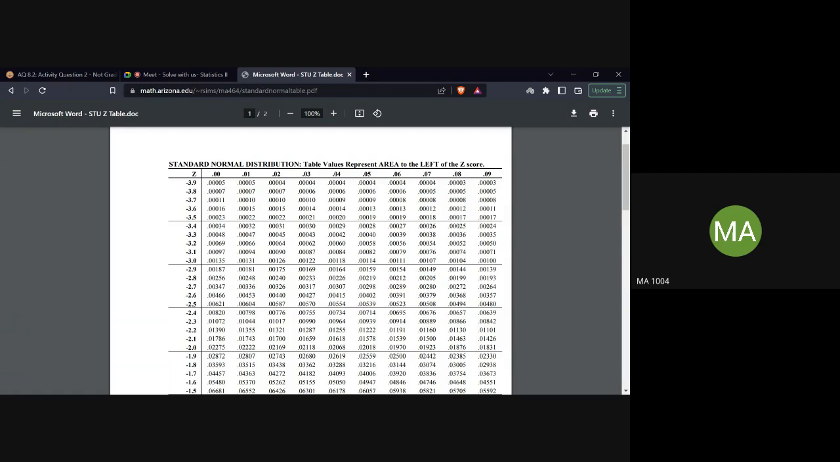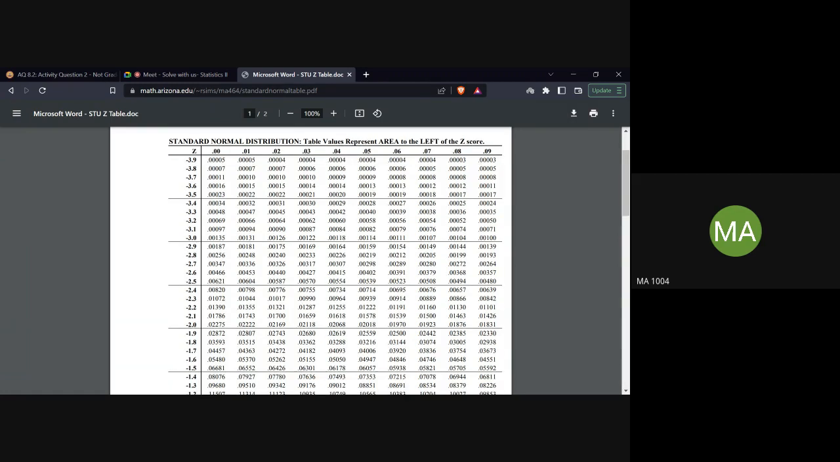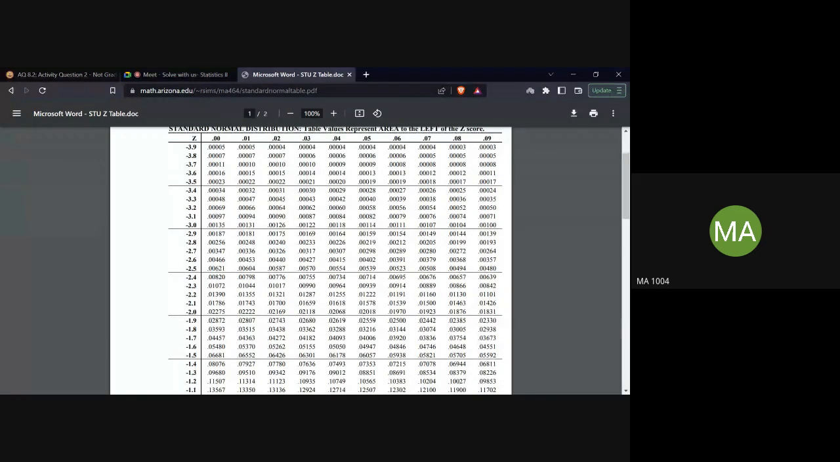If I ask what is F of minus 1.96, it is given here. It is 0.025. So all of you know how to check the table? No, ma'am. One or two persons were answering.